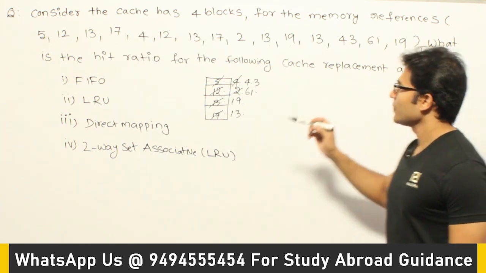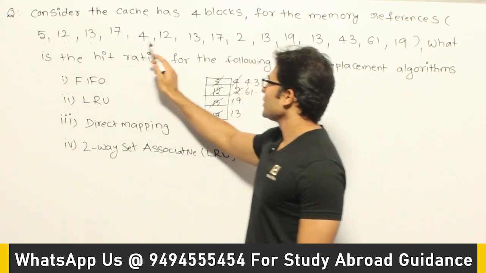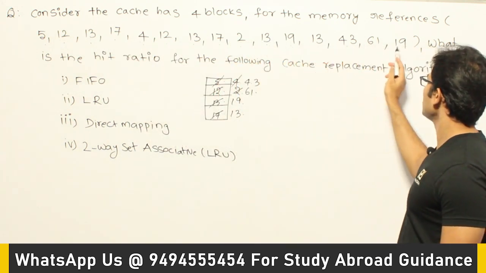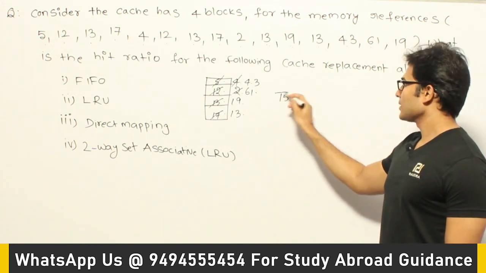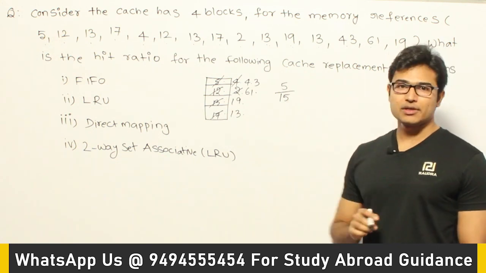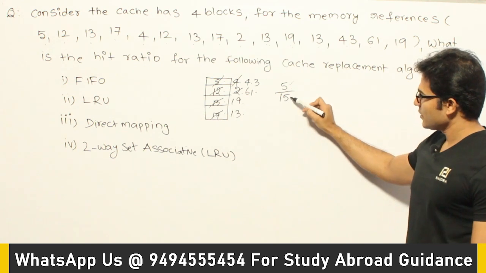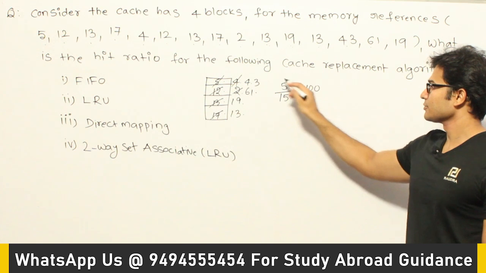Now how many is the hit? So count all of them. So how many total references are there? 1, 2, 3, 4, 5, 6, 7, 8, 9, 10, 11, 12, 13, 14, 15. So out of 15, 10 were miss and 5 were hit. So hit rate is 5 by 15, isn't it? The total number of hits divided by total number of references into 100 is going to give you hit rate.